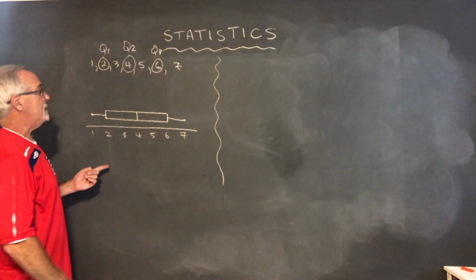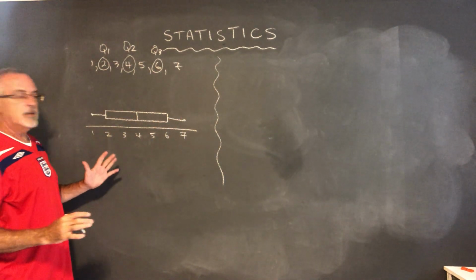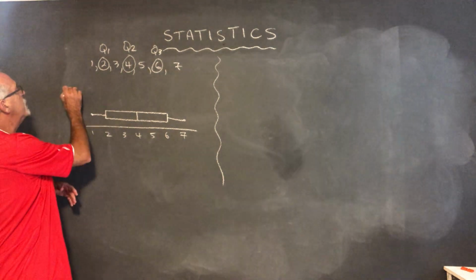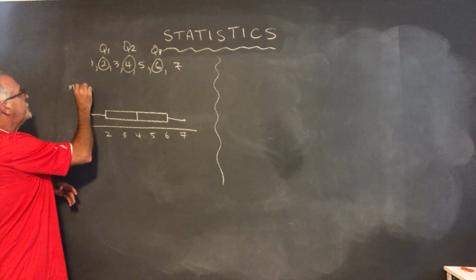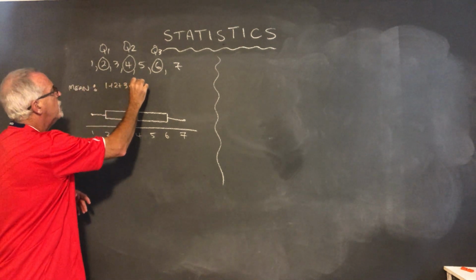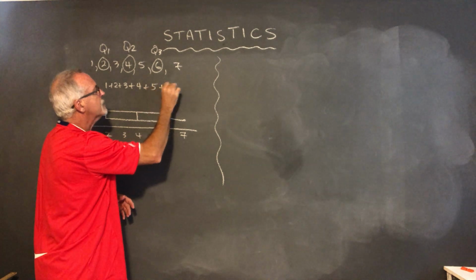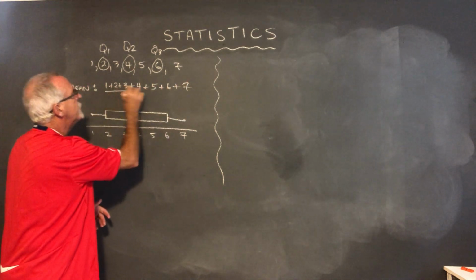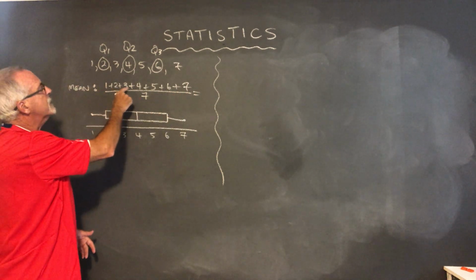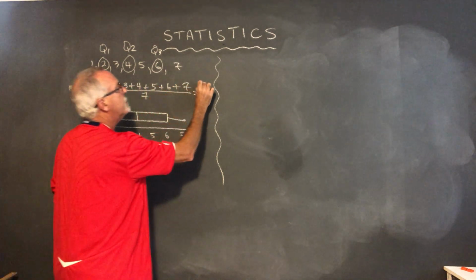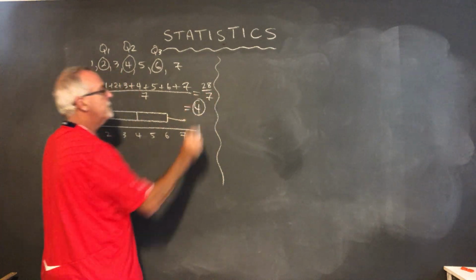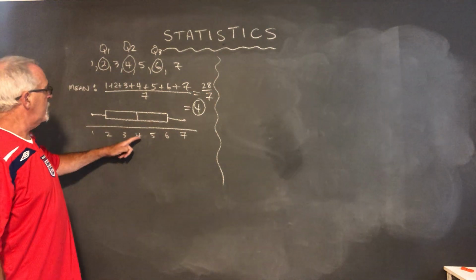What is the mean? I think a lot of the students will look at the data and tell me the mean is 4, but I'm going to prove that the mean is 4. Mean: 1 plus 2 plus 3 plus 4 plus 5 plus 6 plus 7 over 7 values equals 3, 6, 10, 15, 21, 28 divided by 7 equals 4.